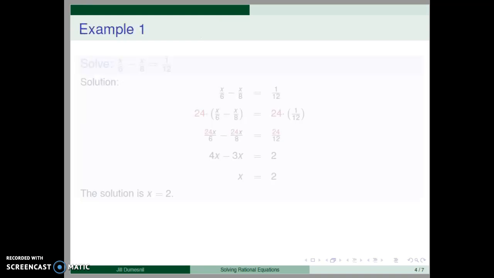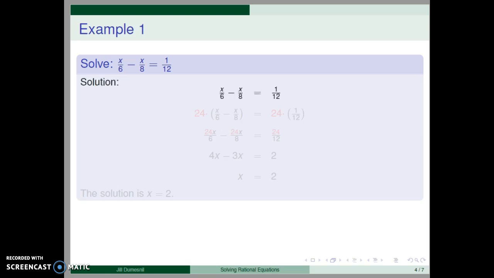Let's consider 4 specific examples using this process. Solve the equation x over 6 minus x over 8 equals 1 over 12. We begin with our original equation. The least common multiple of denominators 6, 8, and 12 is 24. So we multiply both sides of the equation by 24.